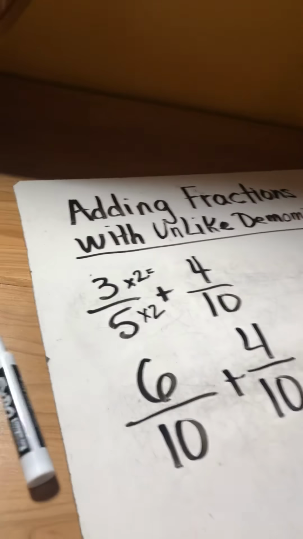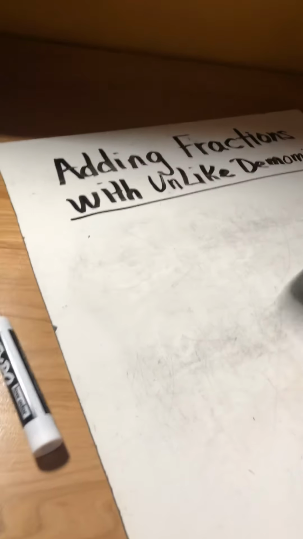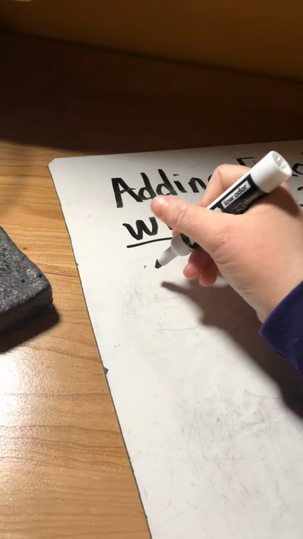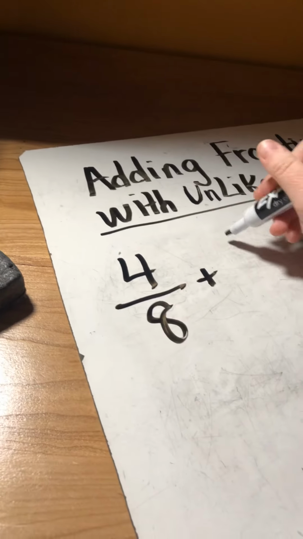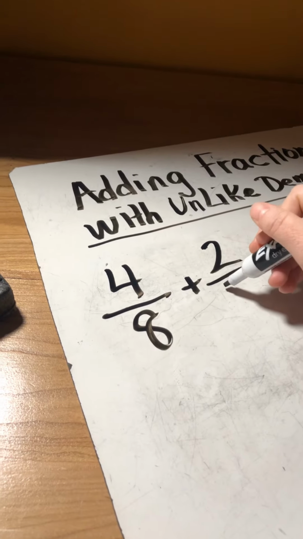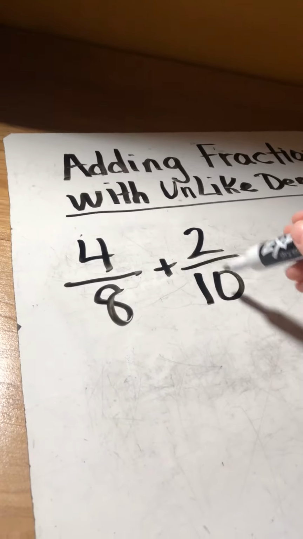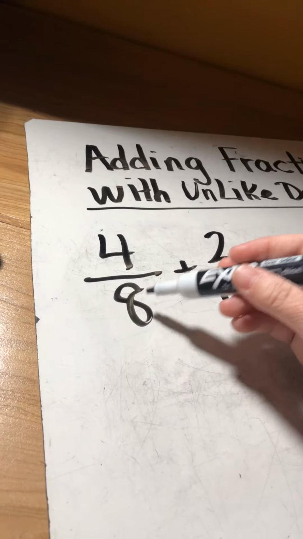All right, let me do one more. This is the trickiest of them all, but I think you can all do it. You can all ace it. All right, so how about we do 4/8 plus 2, let's say tenths. All right, so remember, we need to make these the same. All right, so how we do that, we find the least common factor. So let's find the factors of 8.